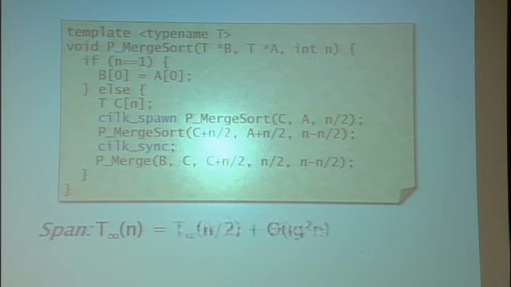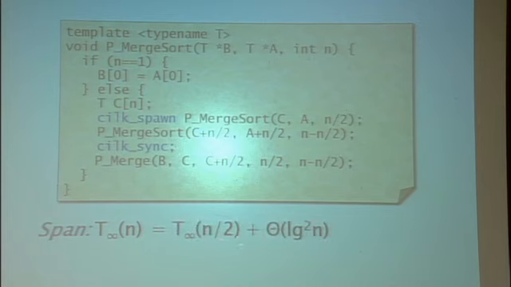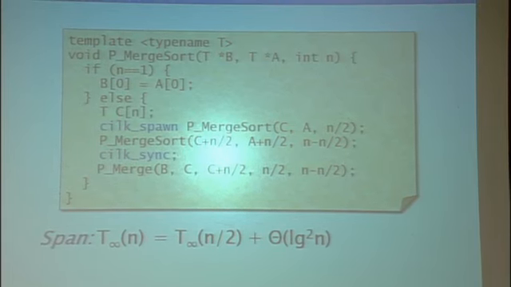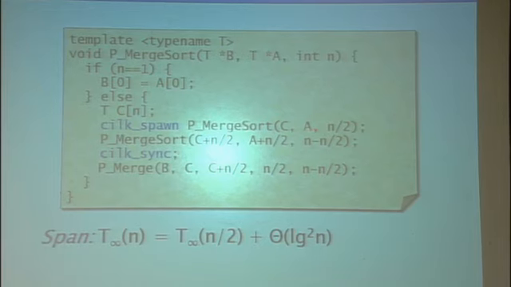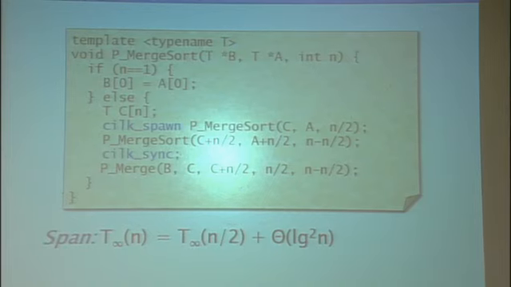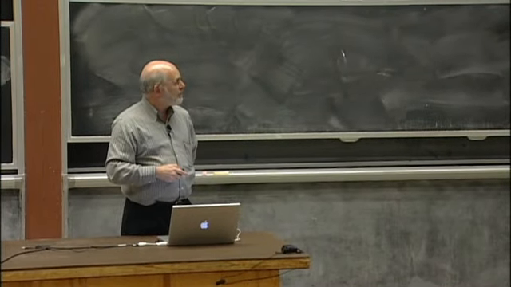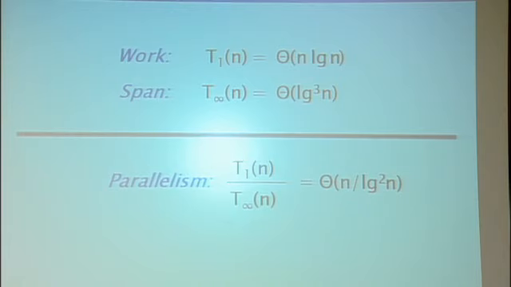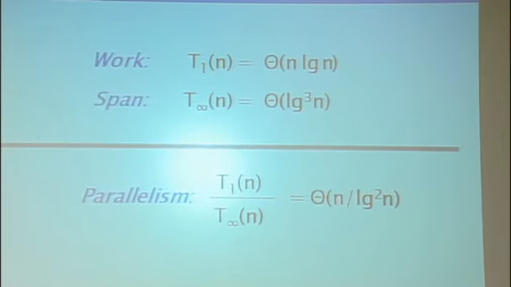And then the span is T(n/2) plus log squared n, because I have the span of a problem of half the size plus the span that I need to merge things. That's order log cubed n. So this one I want to pause on for a moment. People get this recurrence? Because this is the span of the merge. And so what I end up with is another log factor, log cubed n. And so the total parallelism is n over log squared n.